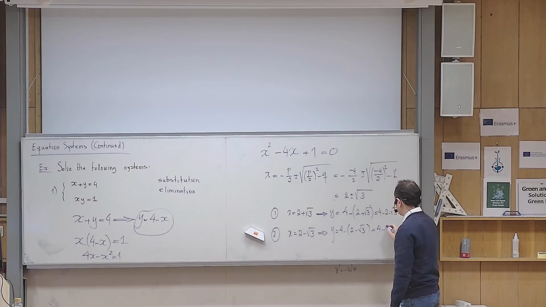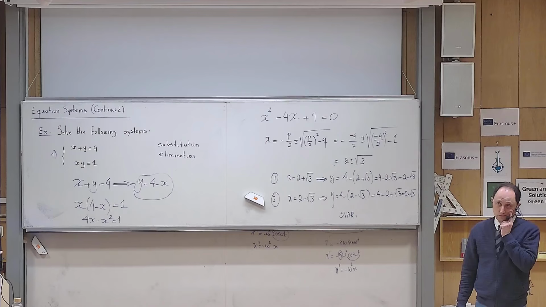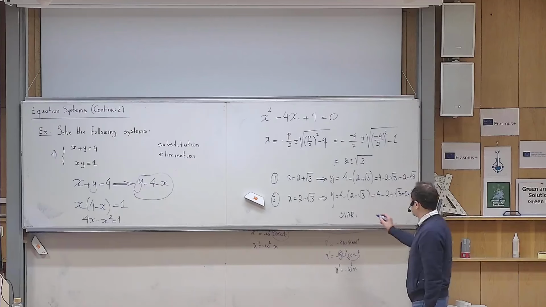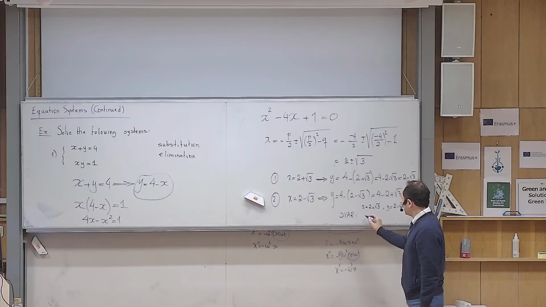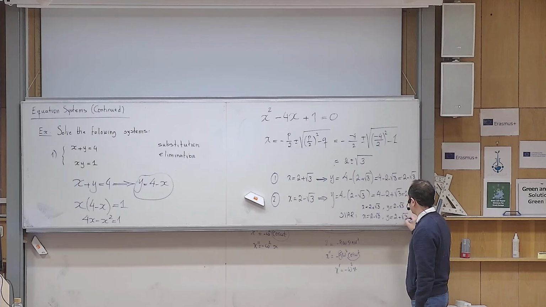Now, if I ask you to write the final answer, what do you write? Tell me how many solutions I got to the system. Yes? Two solutions. One solution is that x equals what? 2 plus the square root of 3, and y is equal to 2 minus the square root of 3. And the other solution is that x is 2 minus the square root of 3, and y is equal to 2 plus the square root of 3.